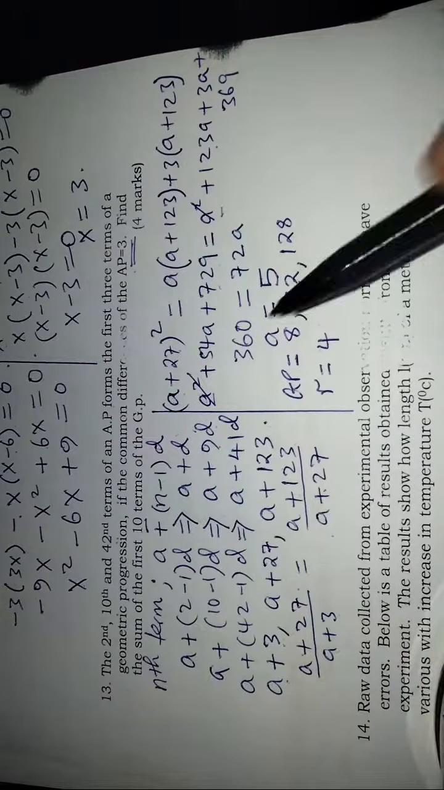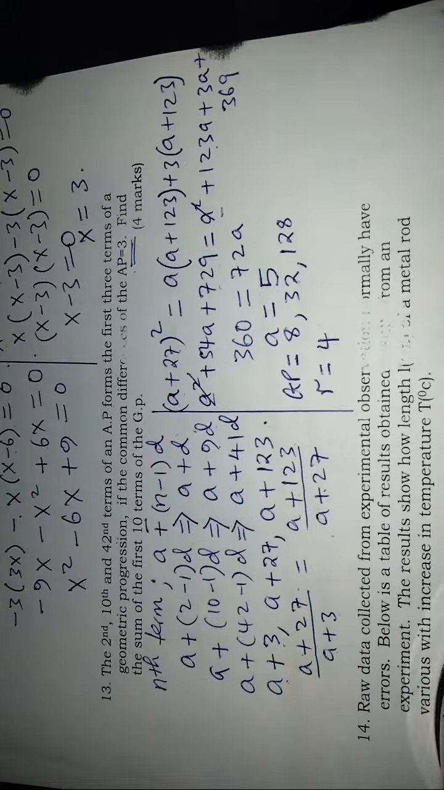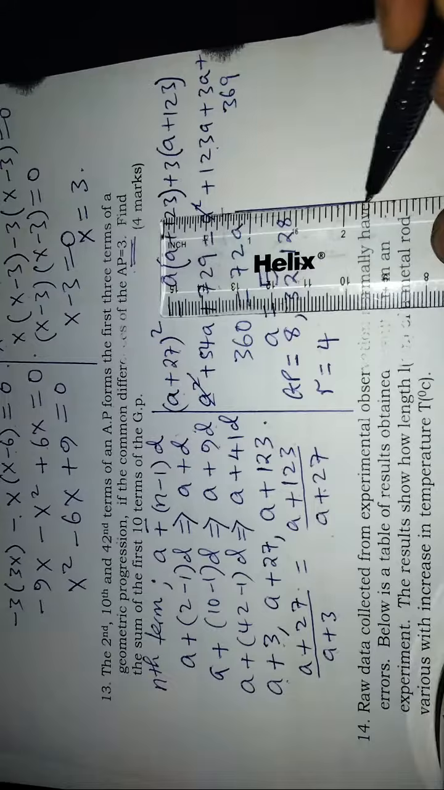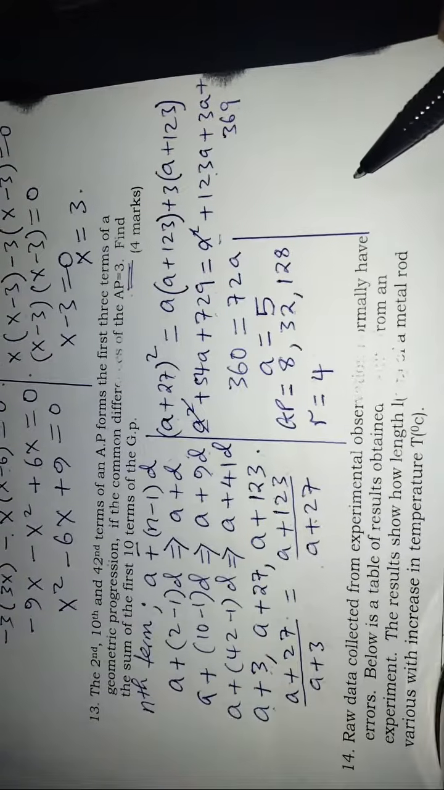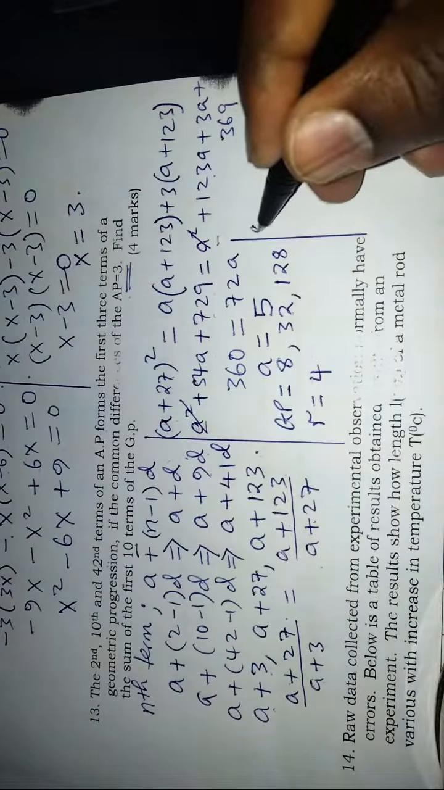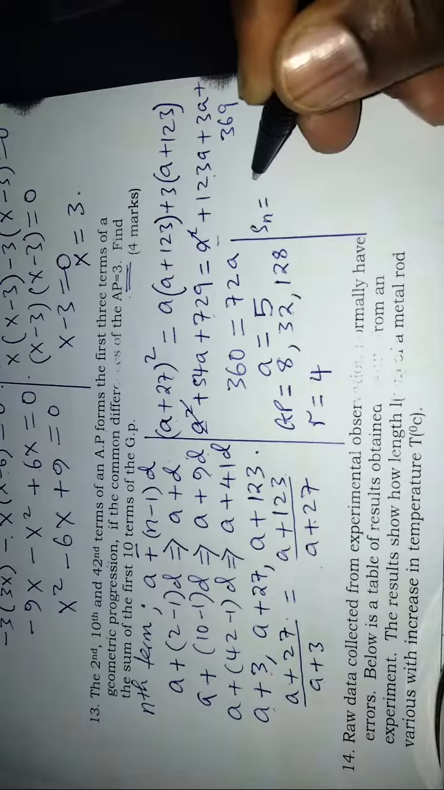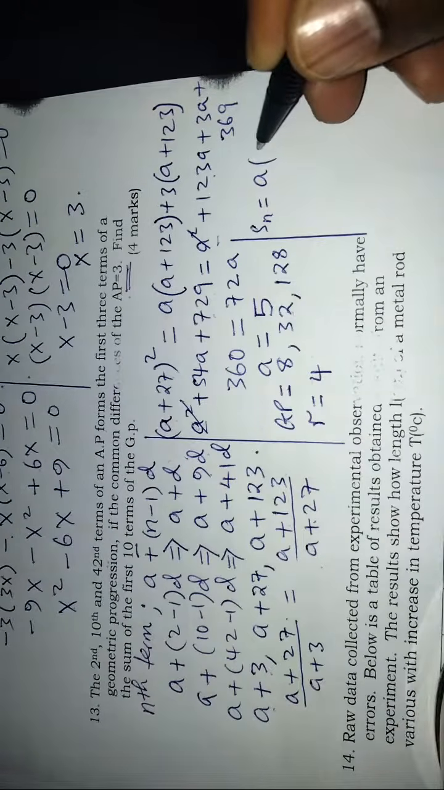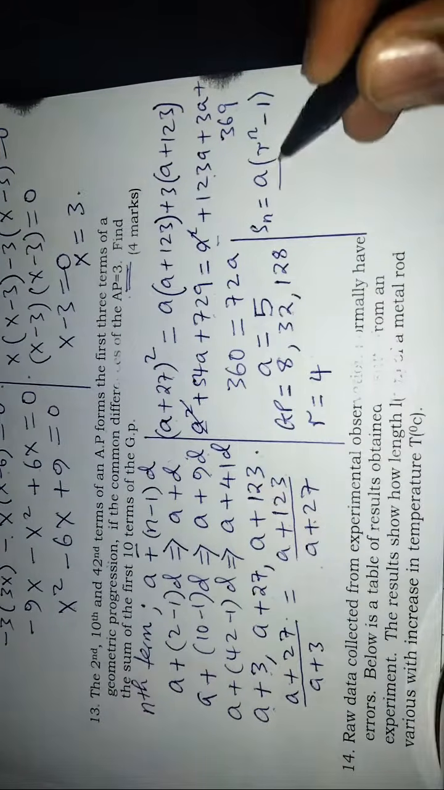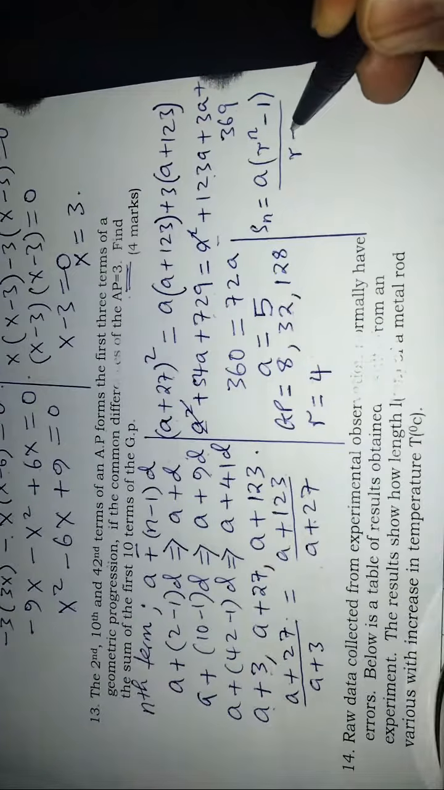The first term is 8 for the GP. Now we've been told to find the sum of the first 10 terms. Let me work it out here. It should be noted that the sum of a given number of terms is usually given by A into R raised to n minus 1, divided by R minus 1.